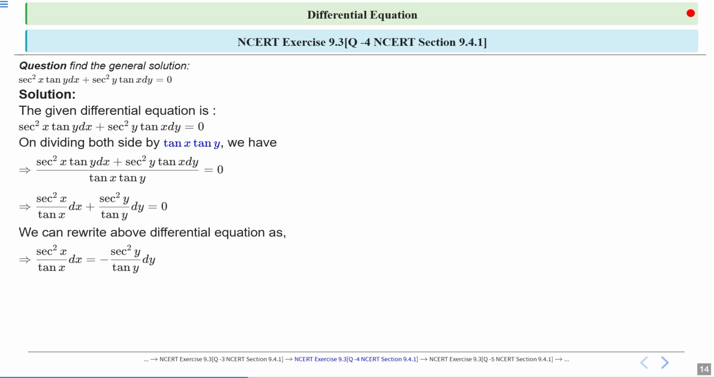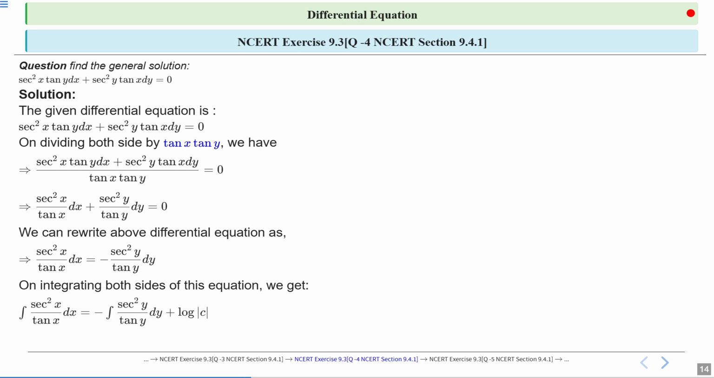The second step is integrating both sides of this equation. We get the integral of sec square x by tan x dx is equal to minus the integral of sec square y by tan y dy plus log c. Log c is a constant. Now we have to find the value of this integral.